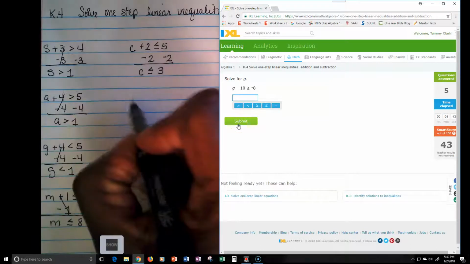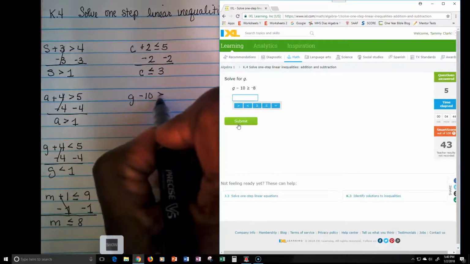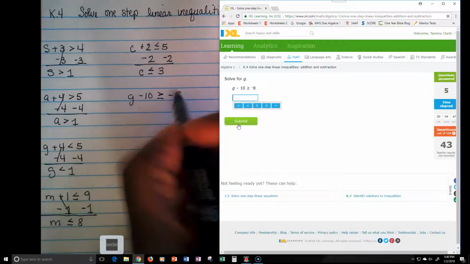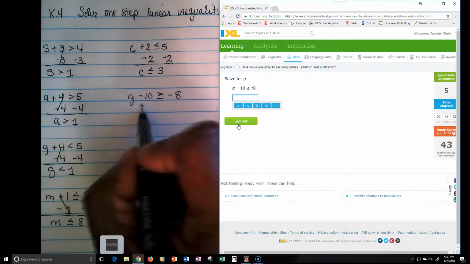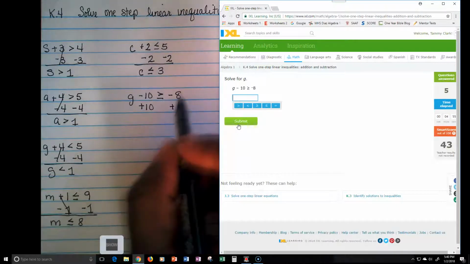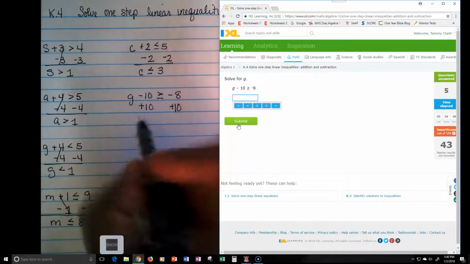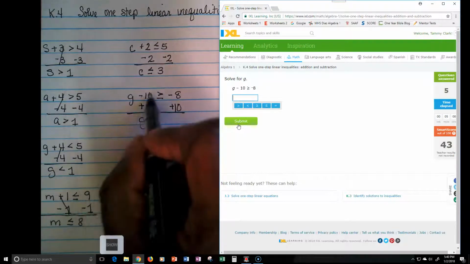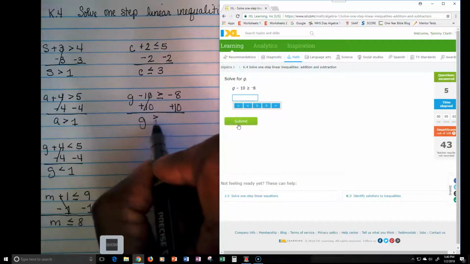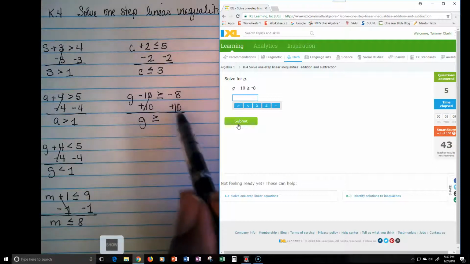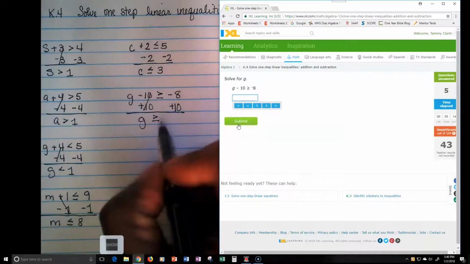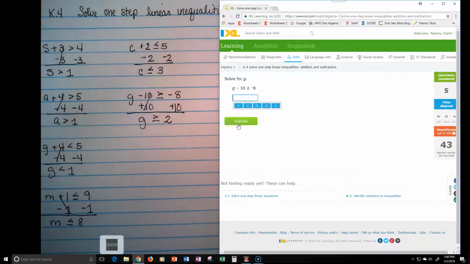All right, then we have g minus 10 is greater than or equal to negative 8. I want to isolate g, so I want to add 10 to both sides of the inequality because I have a minus in front of this 10. So I have g, negative 10 plus 10 is 0. G is greater than or equal to, well, negative 8 plus 10. I know my answer is going to be positive because 10 is greater and it's positive. So 10 minus 8 is 2, therefore my answer is positive 2. So I have g is greater than or equal to 2.